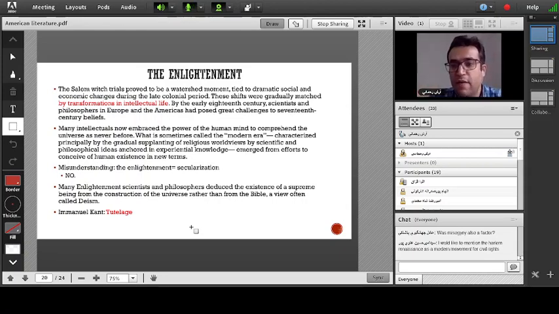Most of the philosophers of the Enlightenment were actually people who believed in God. The only difference with the religious people of the previous century was that they deduced the existence of God not based on the Bible but based on the world. And they said, look at the beautiful natural world. Absolutely, there is a creator here.